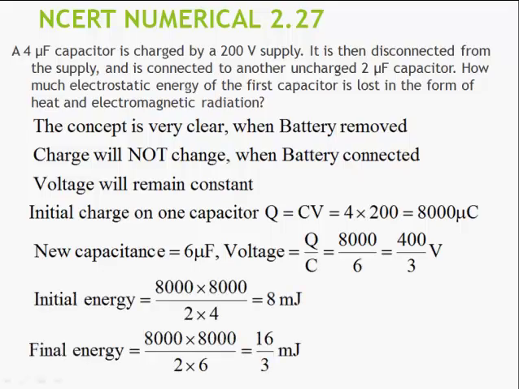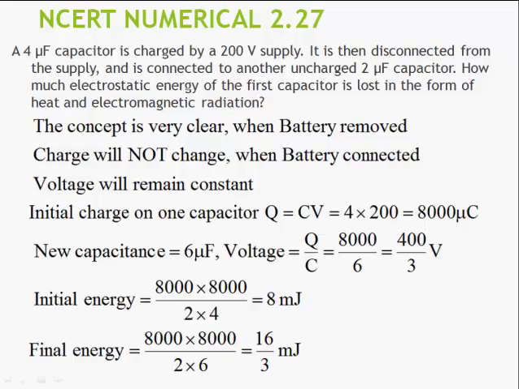Now we should find the initial and final energy. So see, I am using the formula Q square by 2C because Q is constant. You can use half CV square, but for that V is changing. The concept is whatever is constant, we should try to slightly reduce our calculation base. So initial energy is Q square upon 2C, 8 millijoules.